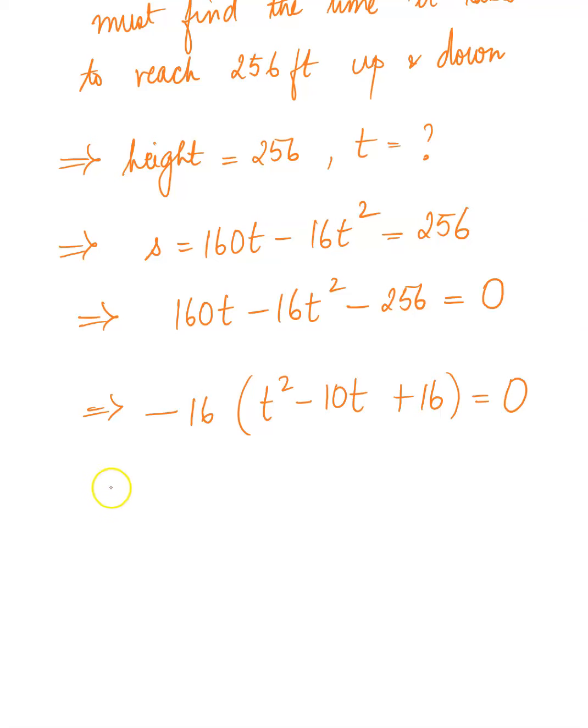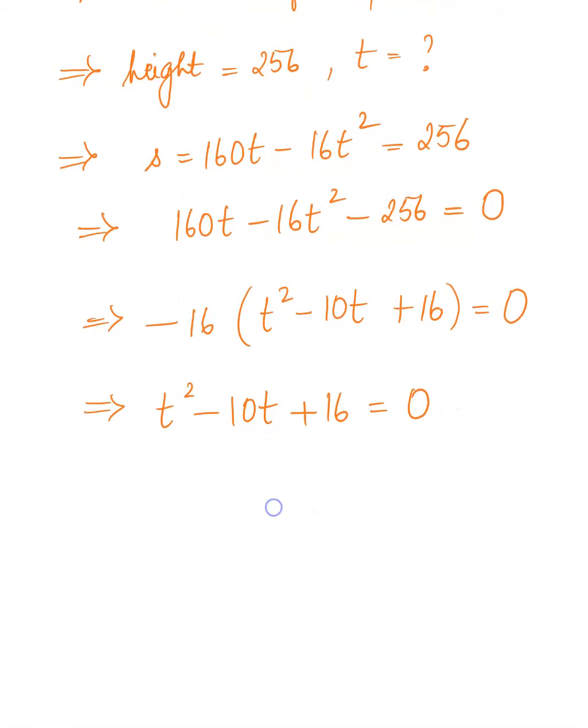So for this quadratic equation, negative 16 cannot be 0 because negative 16 is negative 16, it can't be anything else. So the other factor is the only one that can be 0. Now factorize this using the X method, or the BC method, or if those fail, you can use the quadratic formula. But this one here is pretty straightforward. You get the two factors to be 2 and 8. So t minus 2, t minus 8, equals 0.